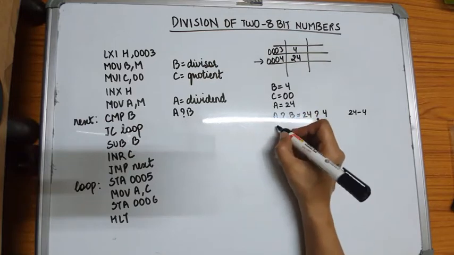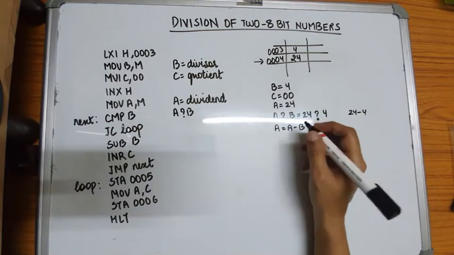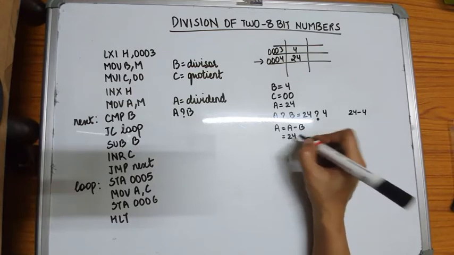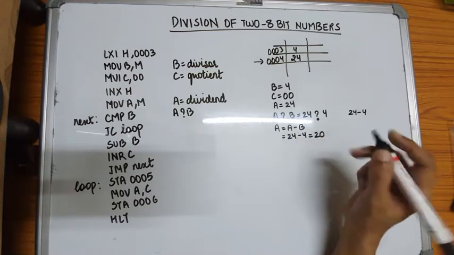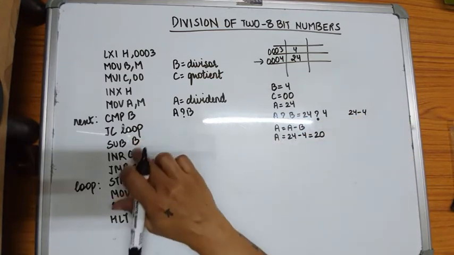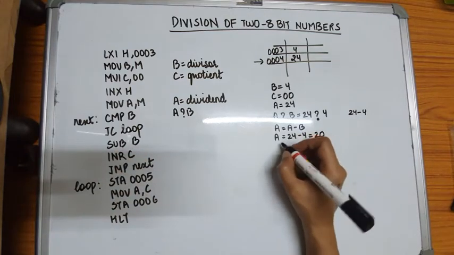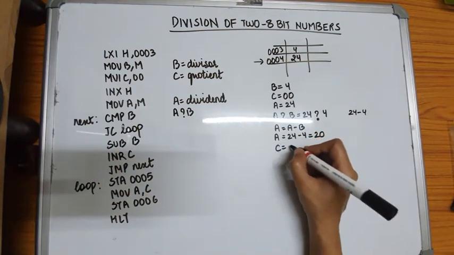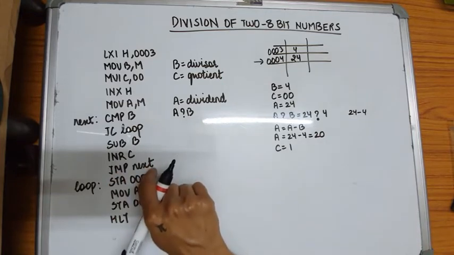What does SUB B say? A equals A minus B. A is storing 24, B is storing 4. So after this, I get 20 in the accumulator. After this, I increment C. Since one division step has happened, the quotient will now be 1. Then jump to next. So what do I do after this?